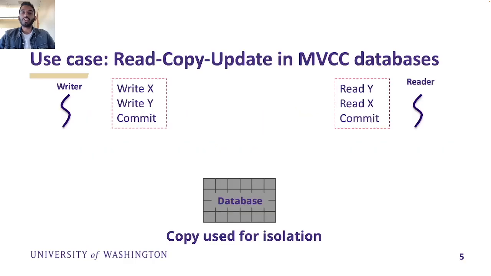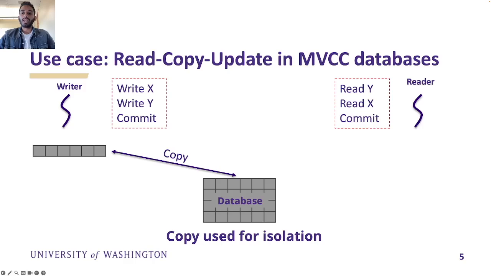To see how copies are used in modern applications, let's take a look at a typical use case. Specifically, read copy updates in multi-version concurrency control databases. Multi-version concurrency control, or MVCC databases, copy rows or tuples being modified to local buffers to preserve isolation guarantees. In this example, we see two threads performing transactions on the database concurrently, with one writer and one reader.